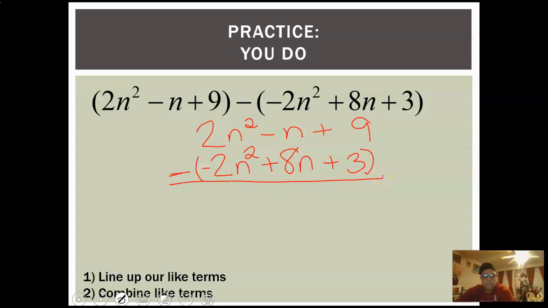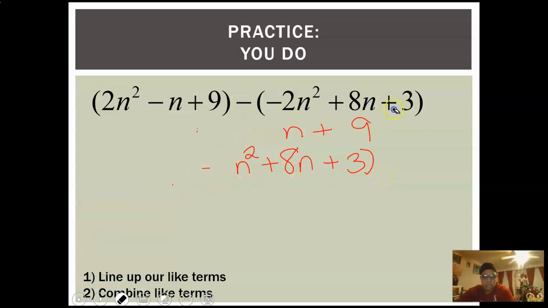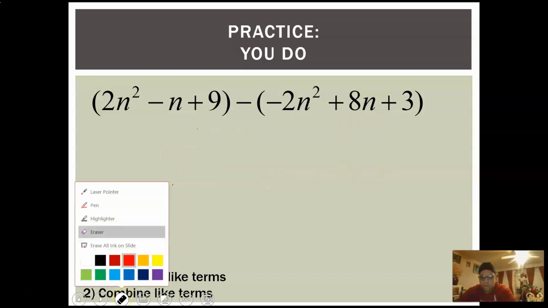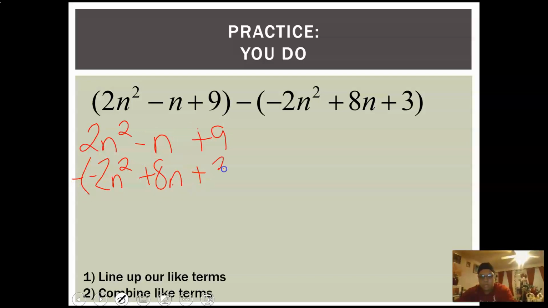So once again, the second equation will be switched. I'm going to rewrite that so I can get all of this on the screen for you here, because of course, I'm not going to be as big as I write sometimes. 2n squared minus n plus 9 minus negative 2n squared plus 8n plus 3.